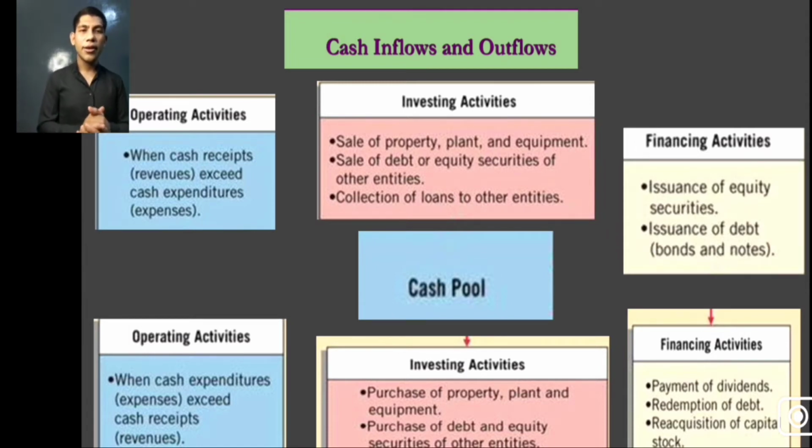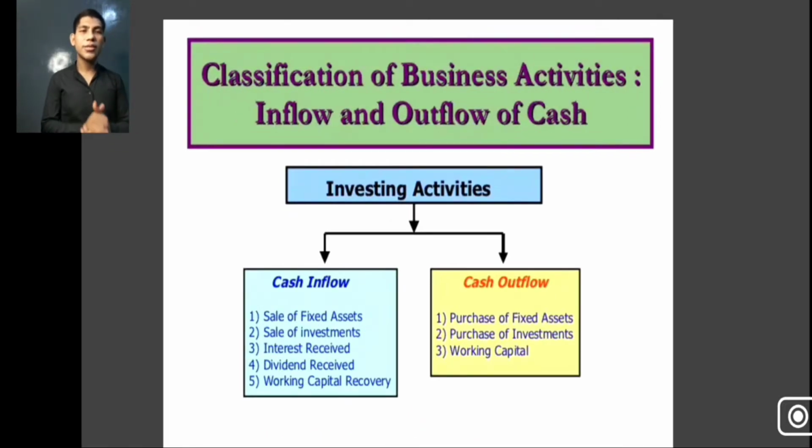For operating activity, cash expenditure is expenses, and cash receipts are revenue. The investing activity outflows are the purchase of property, plant and equipment, and the purchase of debt and equity securities of other entities, like loans to other entities. The financing activity outflows are payment of dividends, reduction of debt, and repurchase of capital stock.